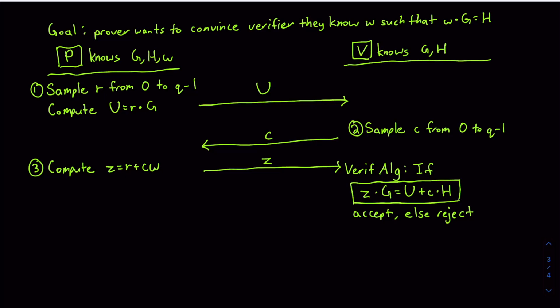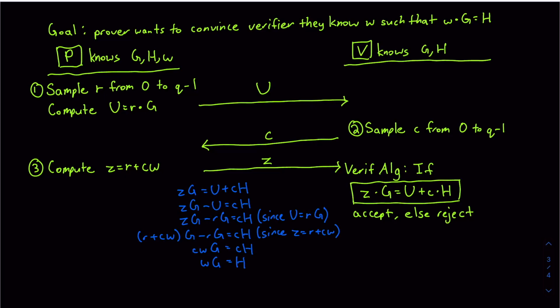So why does checking Z times G equals U plus C times H actually verify that W times G equals H? Let's break down the math. I'll write it down and you can pause the video for a second to convince yourself that this is true. As you can see, if the verification equation Z times G equals U plus C times H holds, it's mathematically equivalent to confirming that W times G equals H.